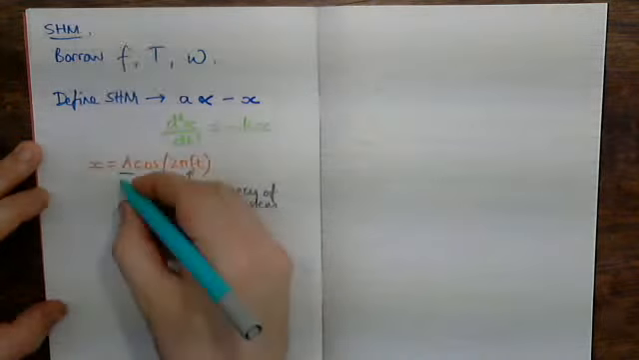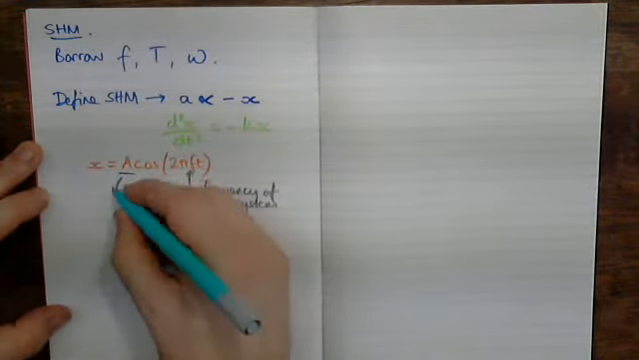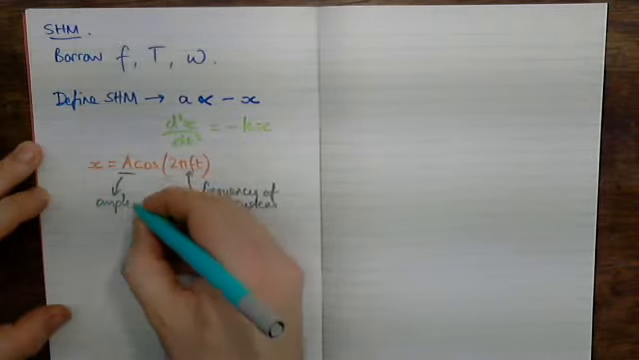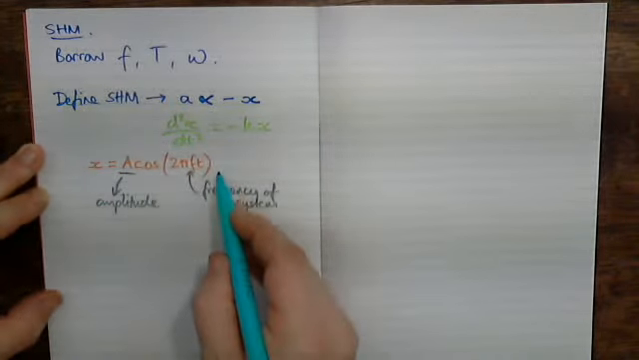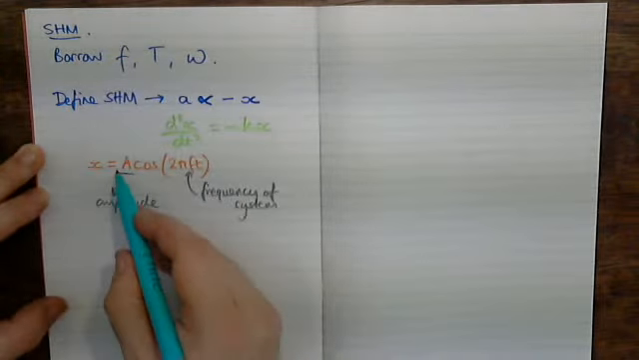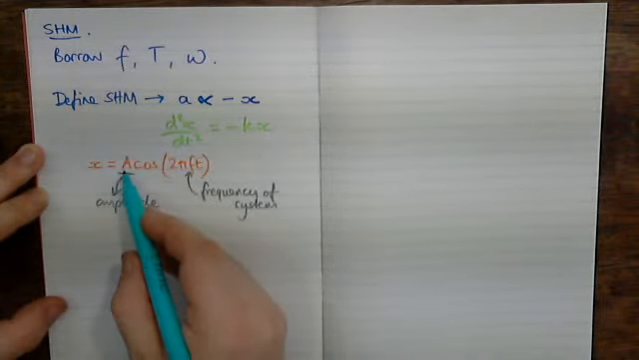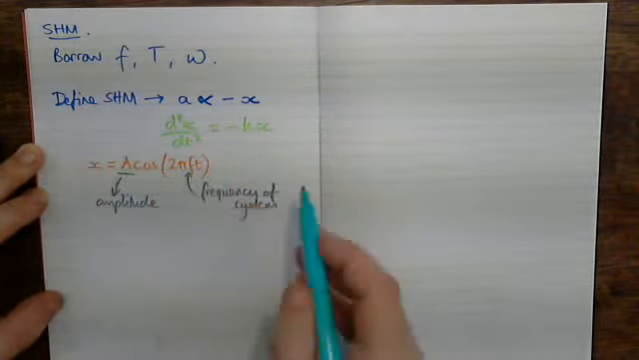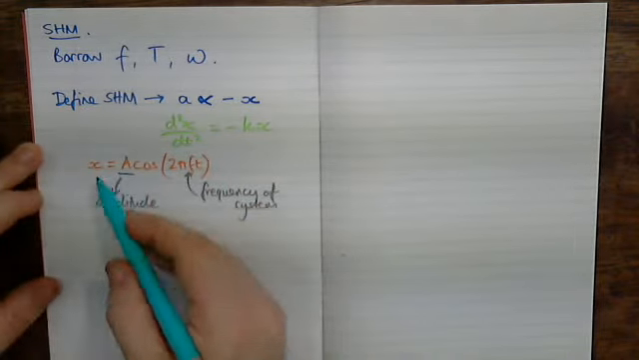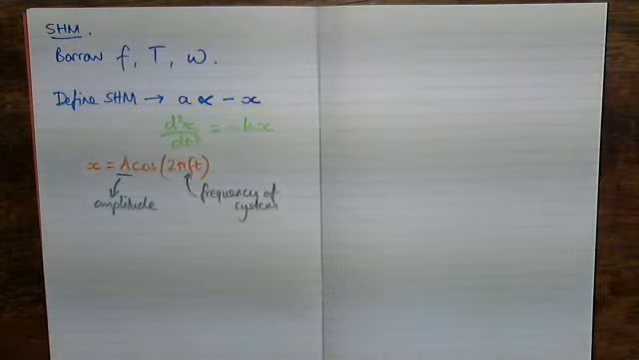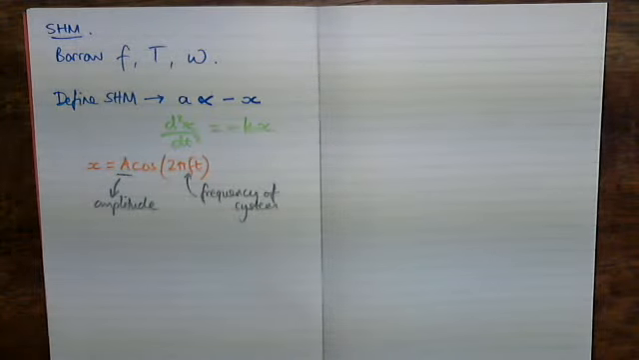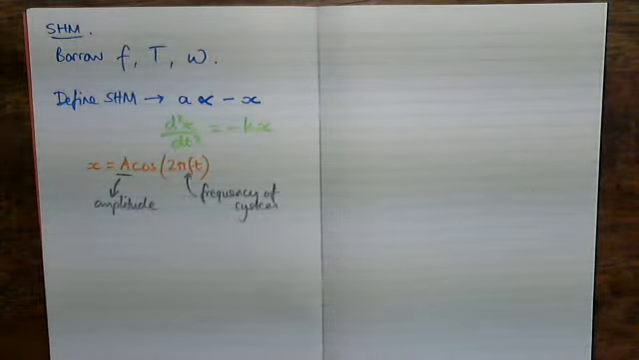This A sets the amplitude. It is the maximum displacement from equilibrium. So the maximum value of this cos function is 1. So at that value, my displacement is equal to A, the amplitude, and obviously cos goes to minus 1 as well, and so there I have a negative amplitude of x equals minus A. But that is the basic equation that will describe simple harmonic motion.